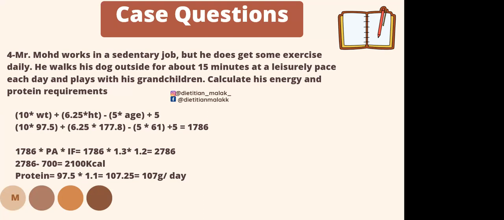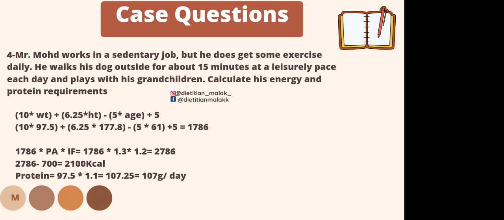Now here we have physical activity, because as they have told you about the case, this person has a sedentary job, but however he walks his dog outside for 15 minutes, which leaves us a factor of around 1.3. And then we add a stress factor, or more specifically an injury factor here, because they still underwent surgery, they haven't fully healed yet. So you want to increase the amount of calories so that the losses are replenished. Here you can see it's 1.2.